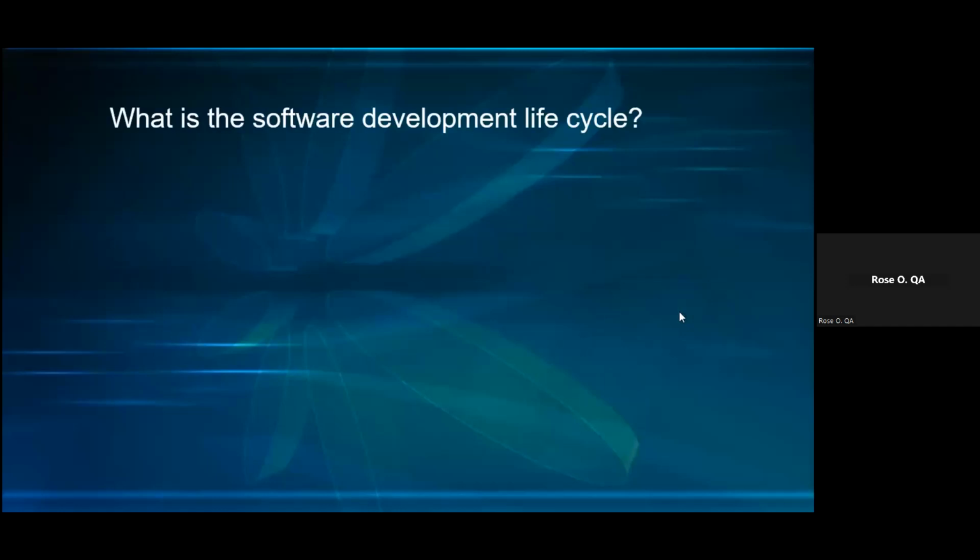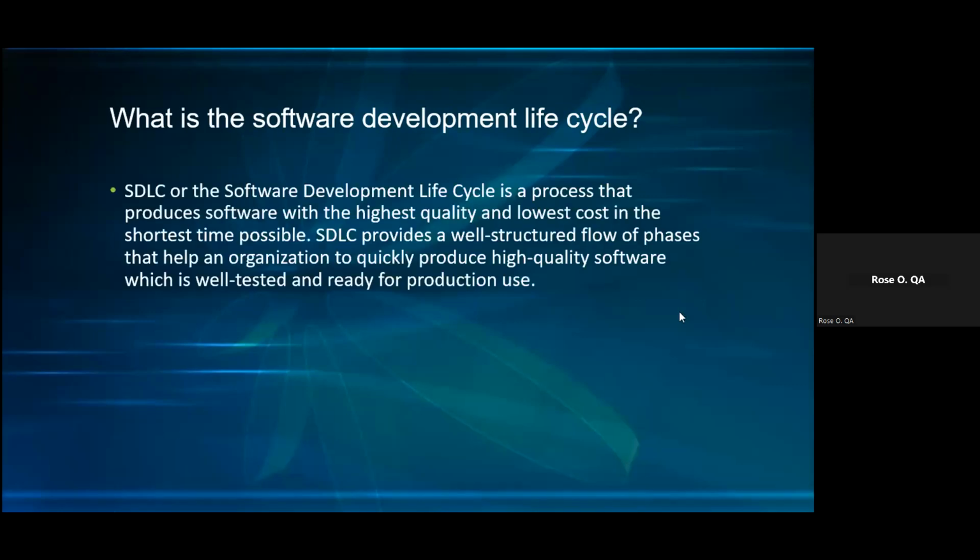So what is software development life cycle? SDLC, or software development life cycle, is a process that produces software with the highest quality at low cost in the shortest time possible. The essence of software development life cycle is that we need a quick product to be out there. We don't want to sit on that product. We want things to be flowing.